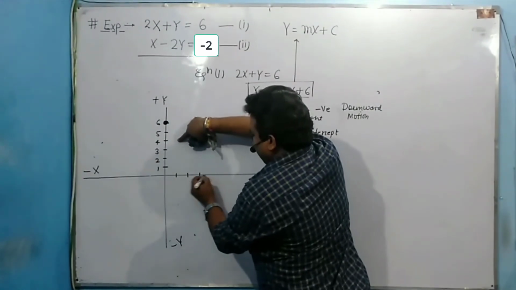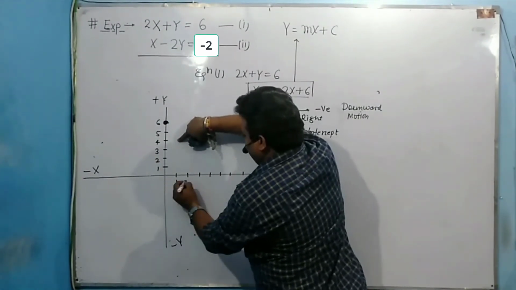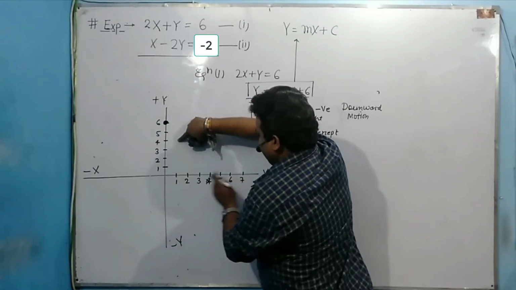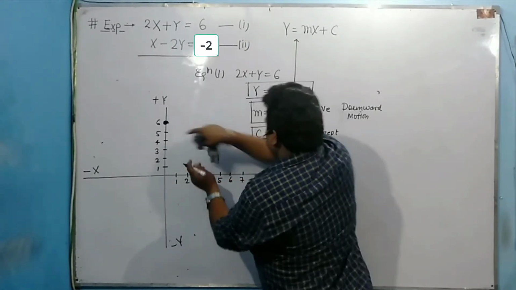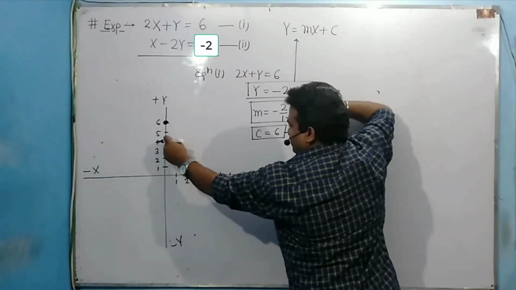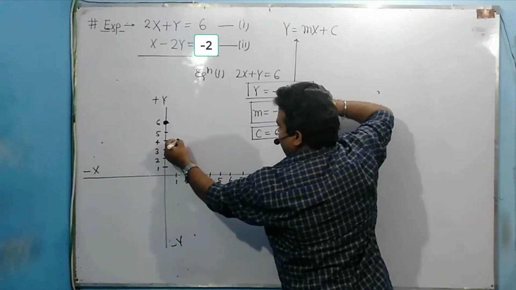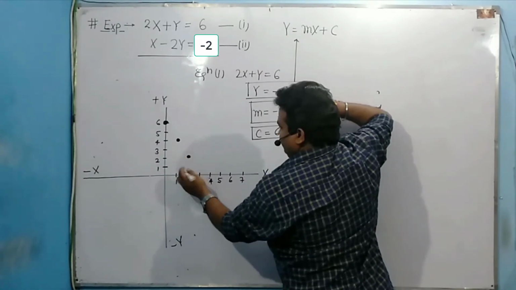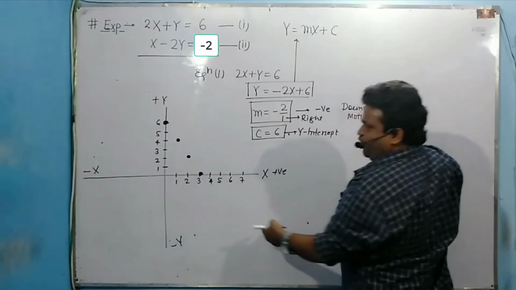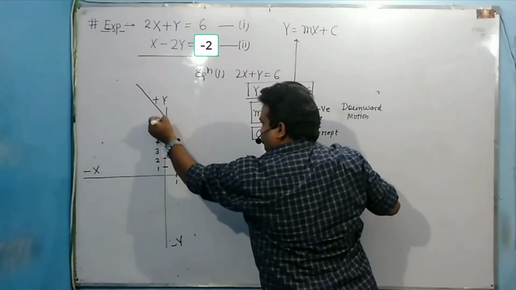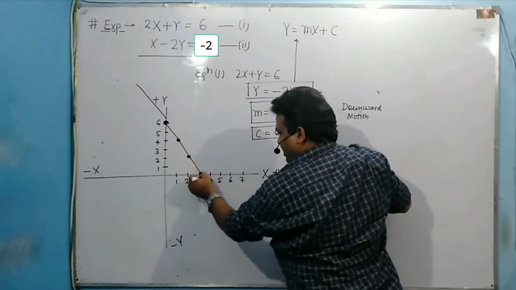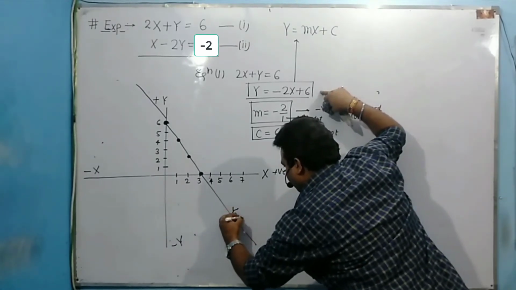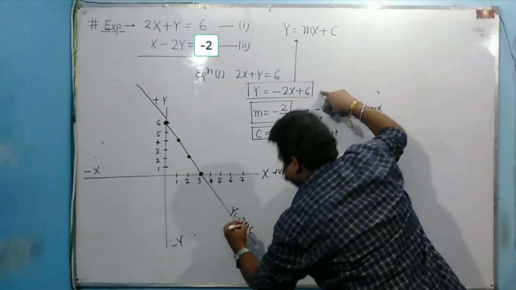So I mark the values on the x-axis: 4, 5, 6, 7. So 2 steps down, 1 step right. Again 2 steps down, 1 step right. Again 2 steps down, 1 step right. So with the help of all these 4 points, you can draw a straight line, and this straight line represents the equation y equal to minus 2x plus 6.